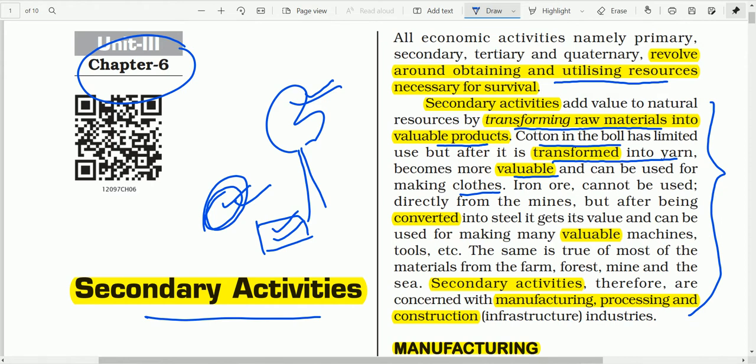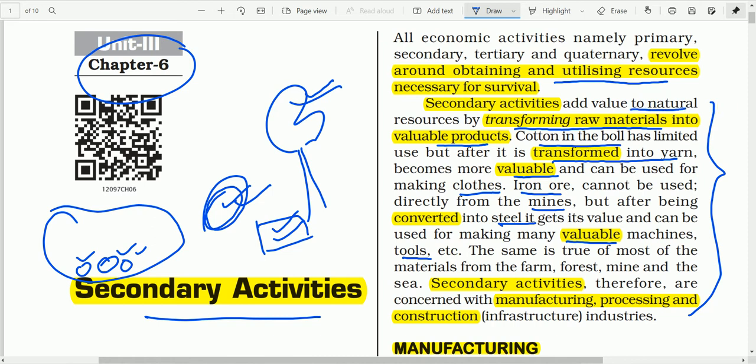Likewise, iron ore, for example, cannot be used directly from the mines. In the mining areas, iron ore is lying there, but after being converted into steel it gains value and can be used in making machines, tools, implements, our houses and many other structures. In these ways, secondary activities add value to natural resources by transforming raw materials into valuable products.